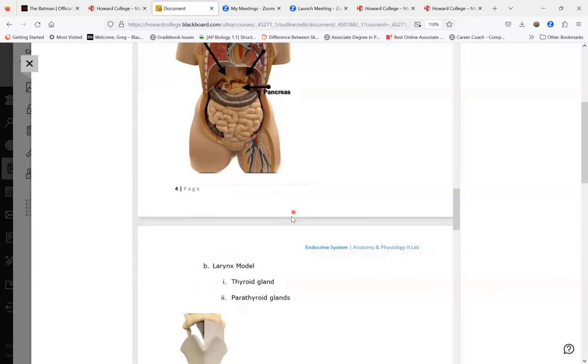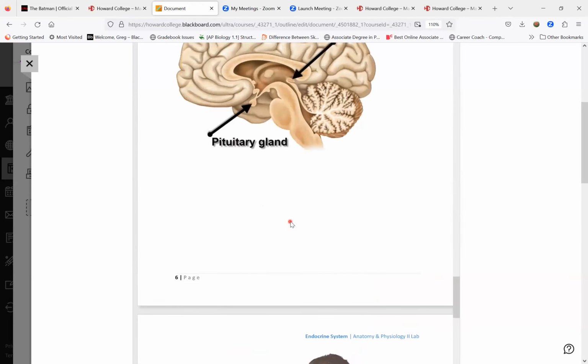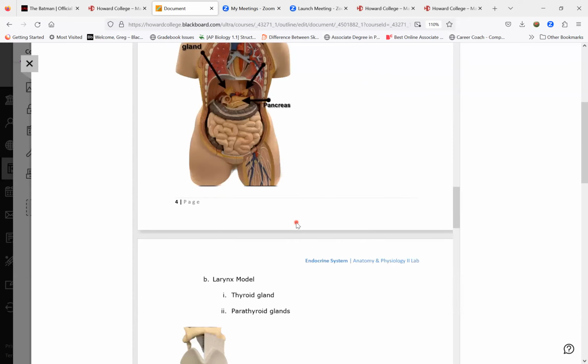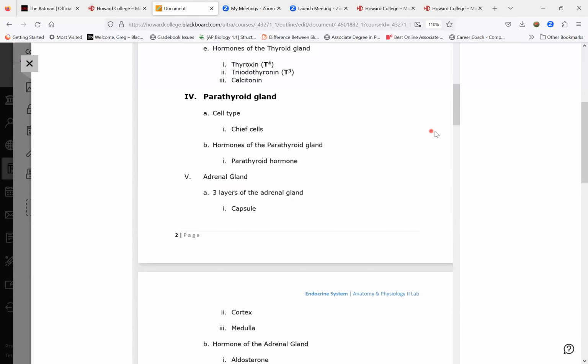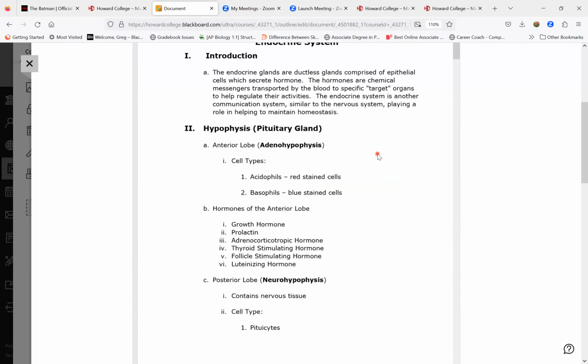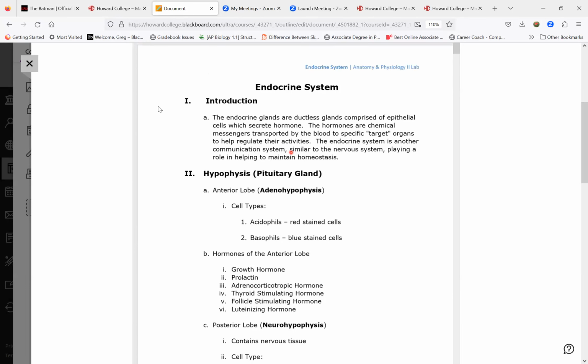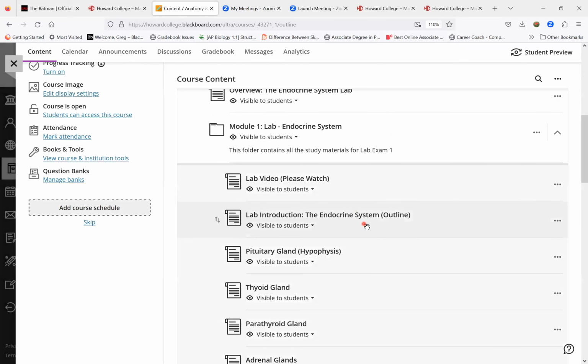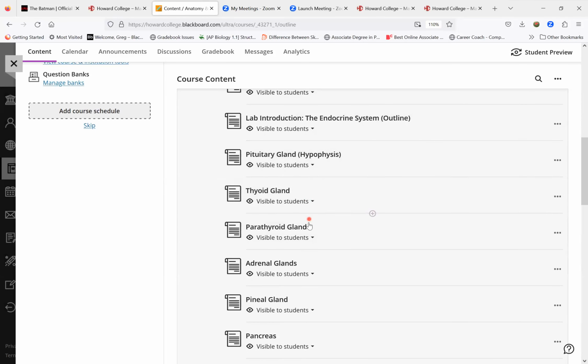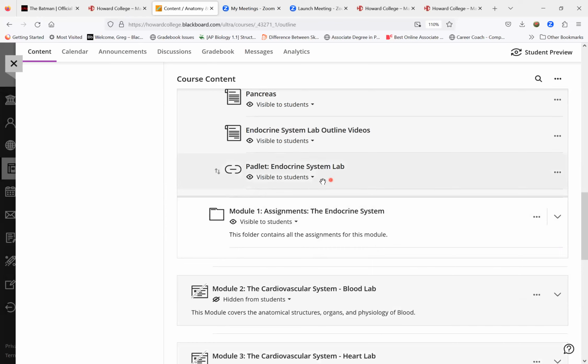This particular outline is what you're going to use. Everything on here is what you're going to use for your first lab exam. So I'm going to get out of this, and then you're going to want to go through all of these, read everything.